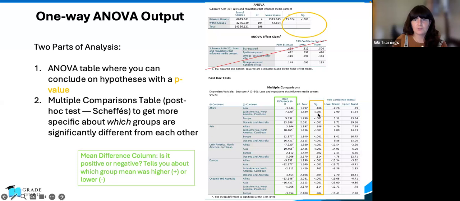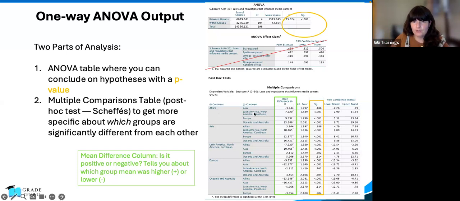That's a significant p-value. If you move your mouse to the left-hand side to see which groups were being compared, it was Africa being compared to Latin America and North America, Caribbean. So those 2 are significantly different from each other. Which one of them had the higher or the lower average? What is the dependent variable? It is laws and regulations that influence media content, whatever. To see that, now we pay attention to the green column.